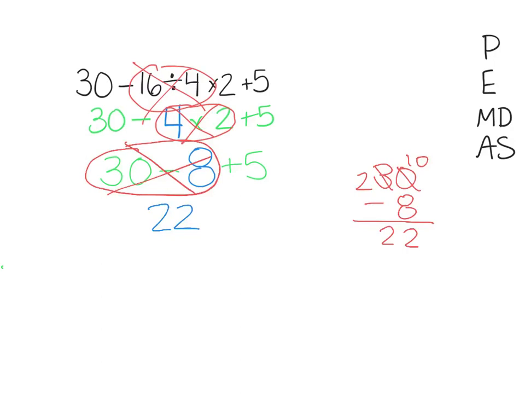Now I keep everything else the same. I'm left with plus 5. So 22 plus 5. So I continue on adding and subtracting. All right, all I have left is 22 plus 5, which gets me 27 as my answer, 27.